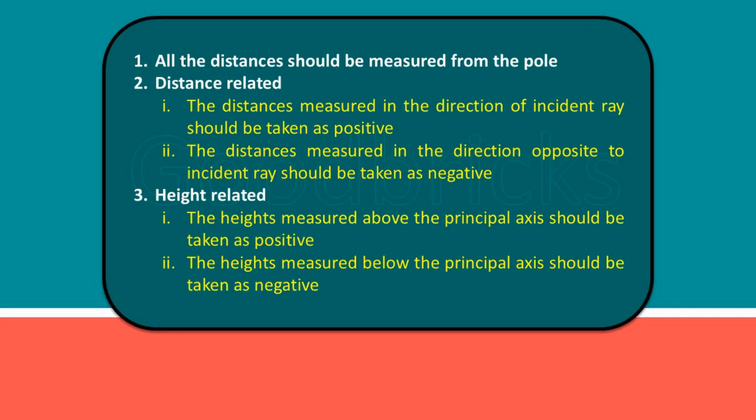The third rule is related to height. If any object is above the principal axis, you need to take the height of the object or the height of the image as positive. If the object or image, anything is below the principal axis, then you have to take that height as negative. So these are the sign convention rules, and let us discuss with the help of these sign convention rules.